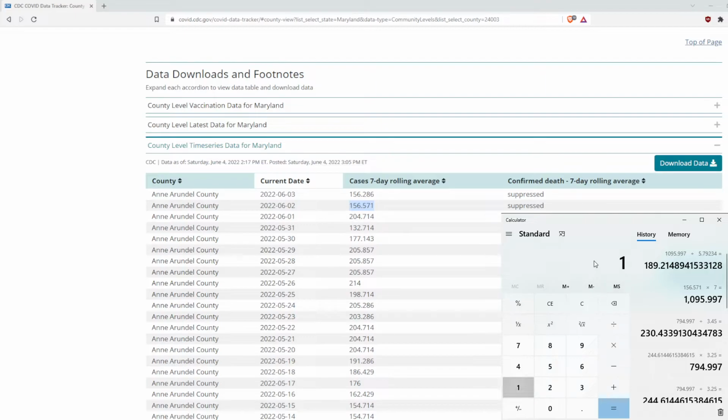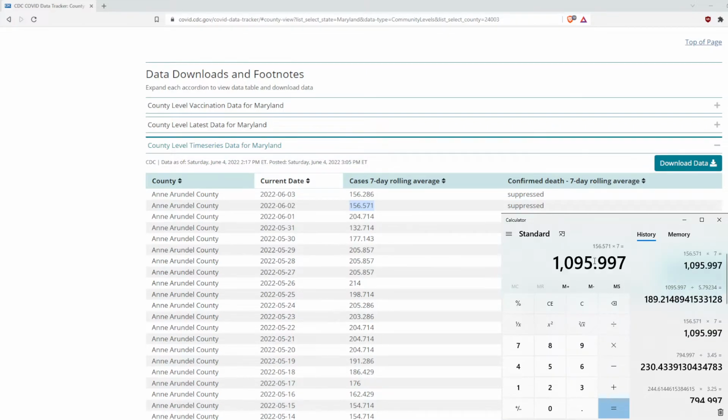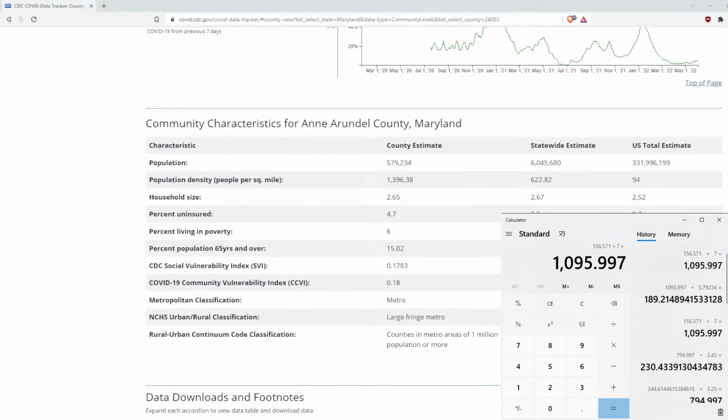Since this is a per day average, we need to take that number and multiply it by 7, because it's a per day number. So this would be the average for that week. So we can expect Anne Arundel County had 1,095 cases for that week. And then what we need to do is divide it by the population per 100,000 ratio.